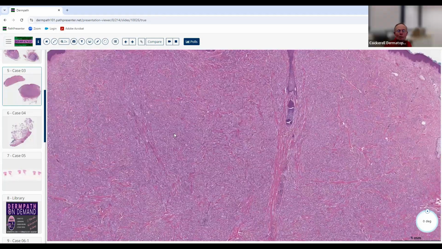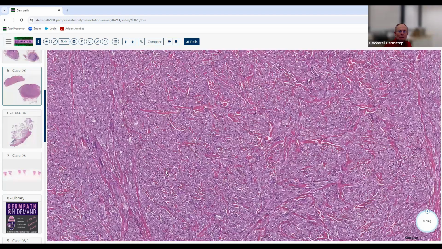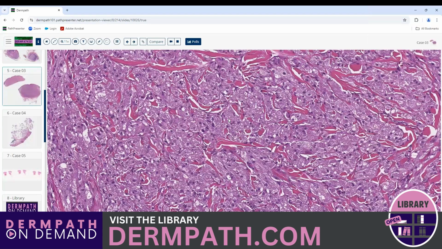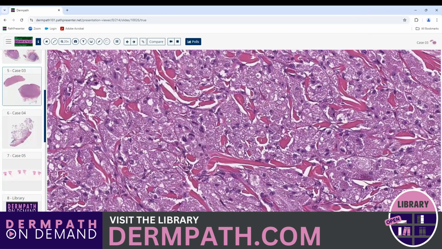So tell us about a granular cell tumor. What is the origin of these cells, or what is the differentiation of these cells? They're like Schwannian differentiation.